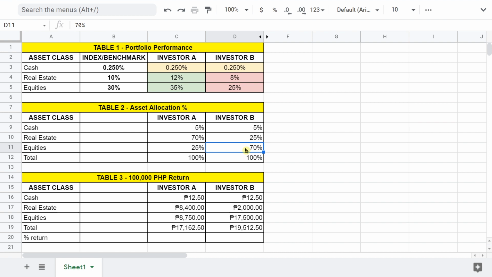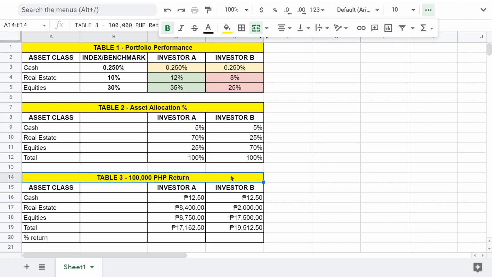For this case, we are going to ignore leverage. If you want to know more about leverage, please check out the link below in the description box. Let's now look at the returns of both investors' investment of 100,000 Philippine peso in table 3.